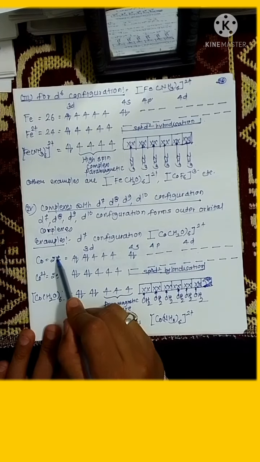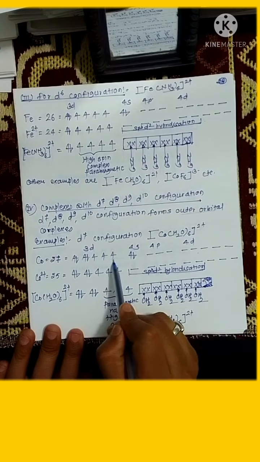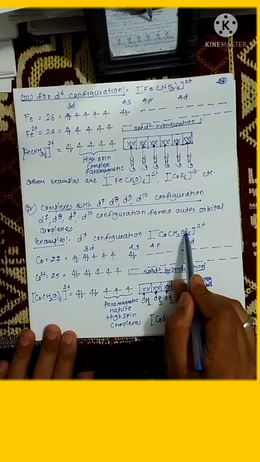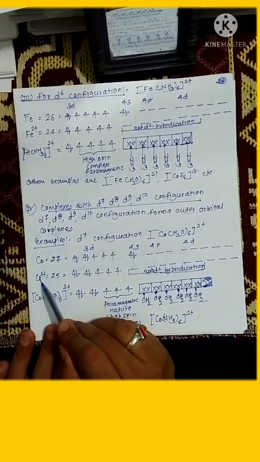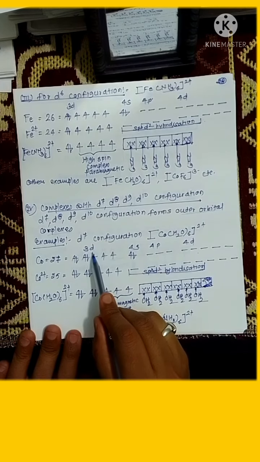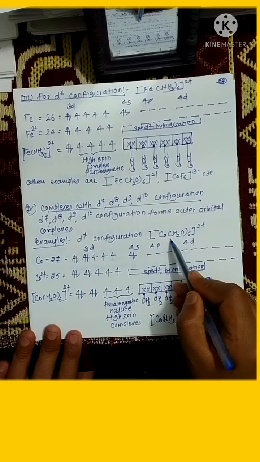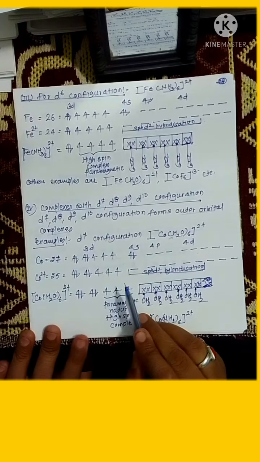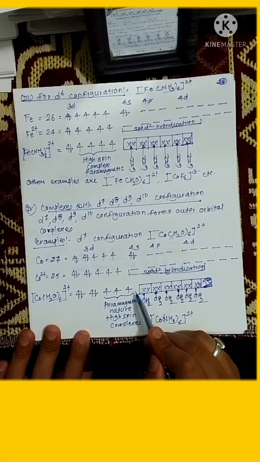Atomic number of cobalt is 27. Electronic configuration is written as 3d7 4s2. In this complex, cobalt is present in the 2+ oxidation state. So the electronic configuration of cobalt is written as 3d7 4s0. Since it is a weak ligand with a d7 electronic configuration, hybridization is sp3d2.